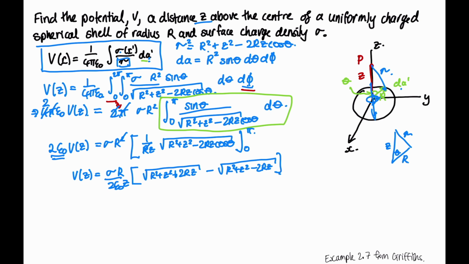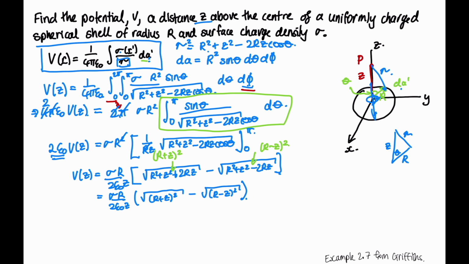Now, hopefully you can see that in here, this is just (r plus z) squared. And in here, we've got (r minus z) squared. So this is equal to sigma r over 2 epsilon naught z. And we've got the square root of (r plus z) squared minus the square root of (r minus z) squared.